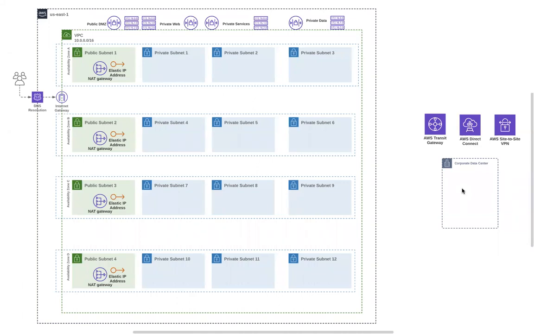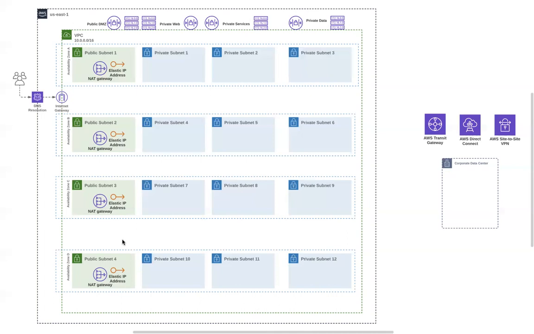The US East 1 region has 6 availability zones all the way from A to F: US East 1A, 1B, 1C, 1D, 1E, and 1F. The way that I would like you to think about a tiered subnet architecture is to have a separate tier for public subnets, a separate tier for private web subnets, a separate tier for private services subnets, and a separate tier of private data subnets, all mapped to different availability zones.